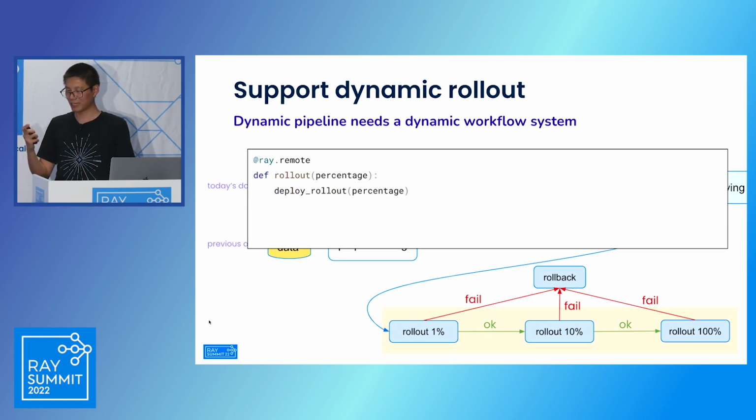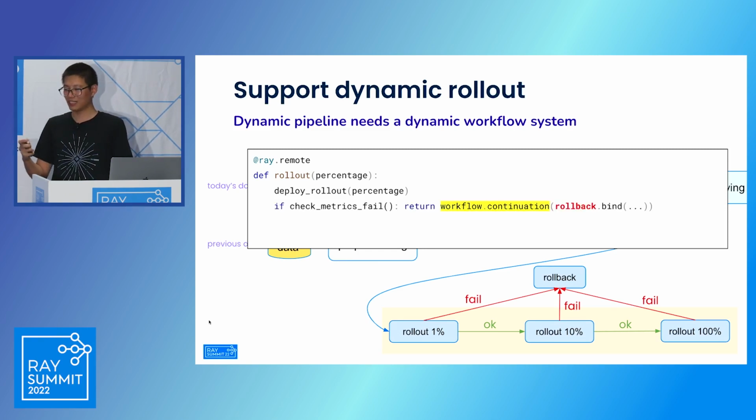So what you do here is you just write a normal Ray task, and here you have a percentage for rollout. In this task you call deploy rollout to make that rollout, and then after the rollout you check whether the metrics are good. If the metric is very bad, like the rollout is prone to failure, then you will call a workflow, basically return a rollback task from the workflow. This makes the workflow know that you will dynamically run rollback after this rollout.